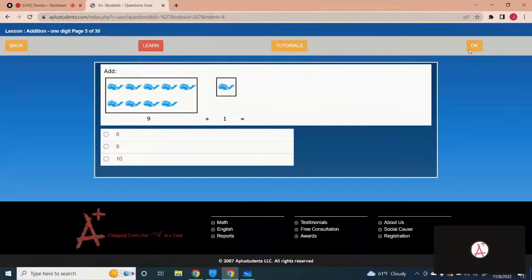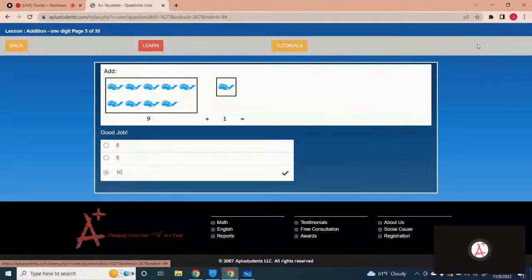Okay, add. So you have to count them together. So 9 plus 1 makes, when you count them together, they make 10. Got it? So the correct option is 10. Just select the correct option, click on the OK button. Very good, Alex. The correct option is 10.